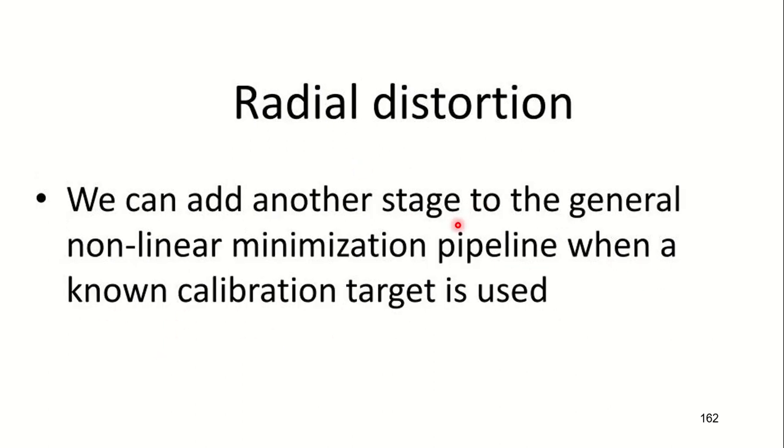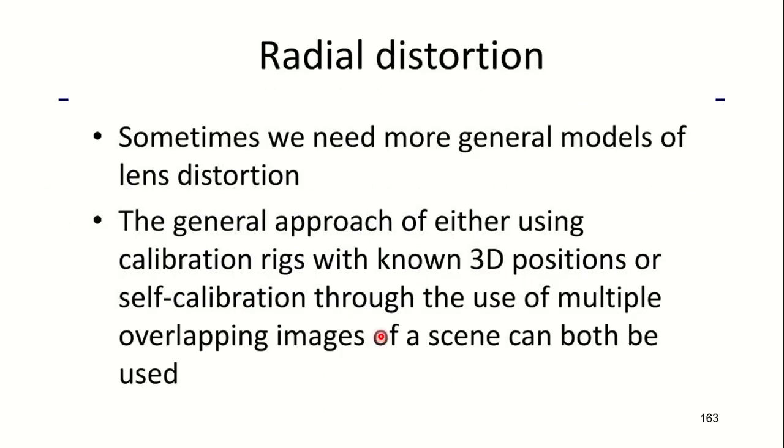So we can add another stage to the general nonlinear minimization pipeline method when a known calibration target is used. Sometimes we need more general models of lens distortion, and the general approach of either using calibration rigs with the known 3D positions or self-calibration through the use of multiple overlapping images of a scene can both be used.